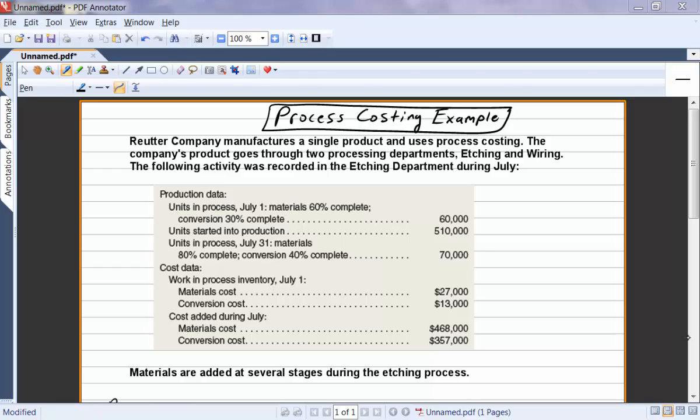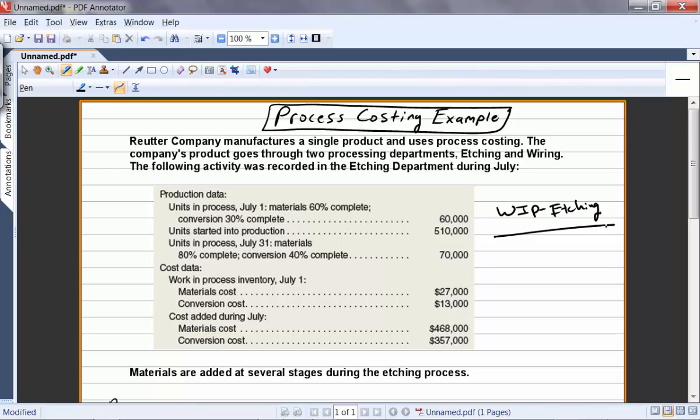So this company has 2 work in process accounts. They have a work in process etching account. In this T account, they will track all the costs related to the units that pass through this department, this work in process department. So the cost for labor, cost for materials, cost for overhead.